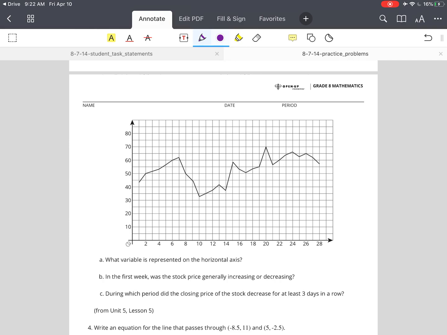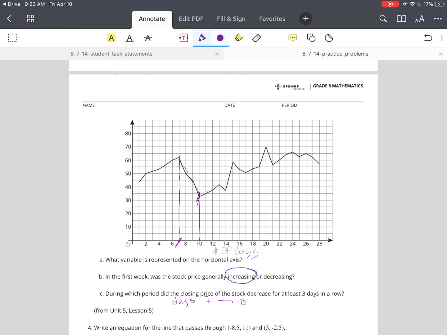So actually, just think of this as Disney stock, okay? Like Disney. So what variable is represented on the horizontal axis? This is the number of days. In the first week, so that's right here, what was the stock price generally? Was the stock price generally increasing or decreasing? Was the value of the stock going up or down? It was increasing, right? During which period did the closing price of the stock decrease for at least 3 days in a row? So where did it drop in price for 3 days in a row? Right here, right? Days 7 to 10.